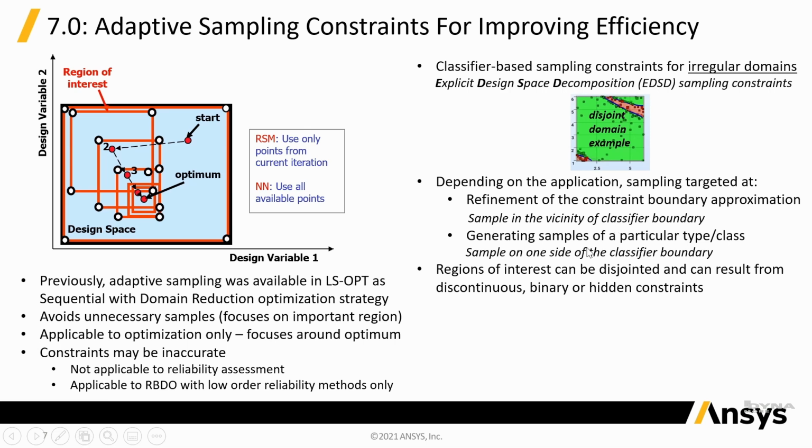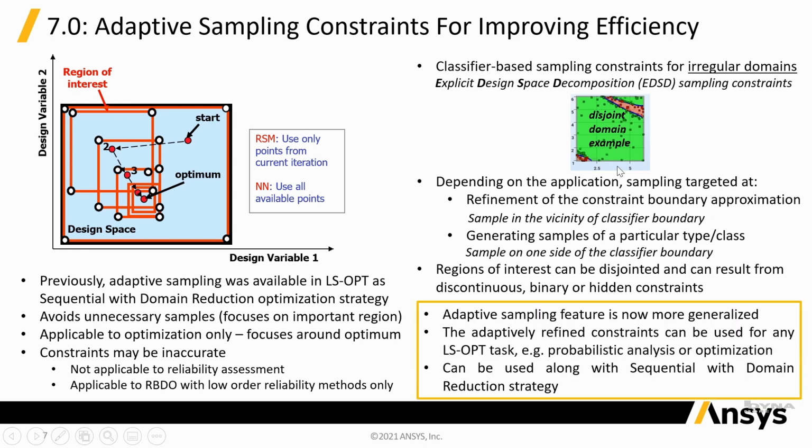So the adaptive sampling is now more general in nature, and it can be adapted to what kind of problem you have. So for optimization problems, you would have a certain type of EDSD sampling constraint. And for reliability-based problems, you can have a different type of EDSD sampling constraints. So this feature is available as a way to define constraints during your sampling.